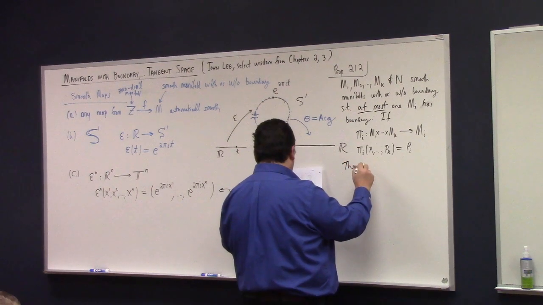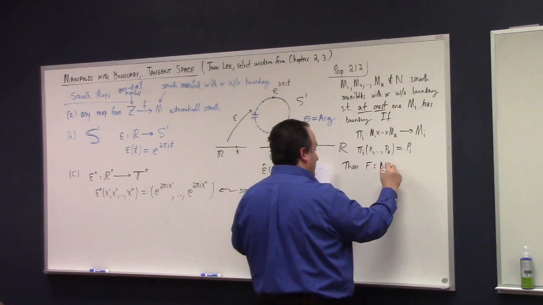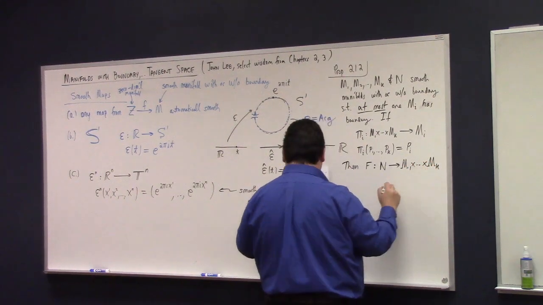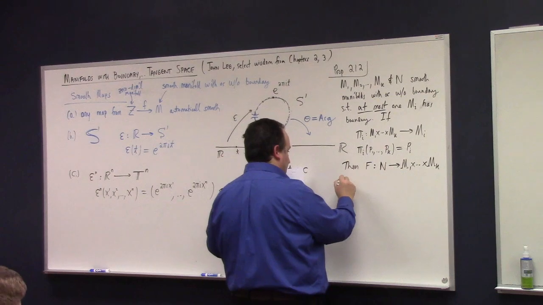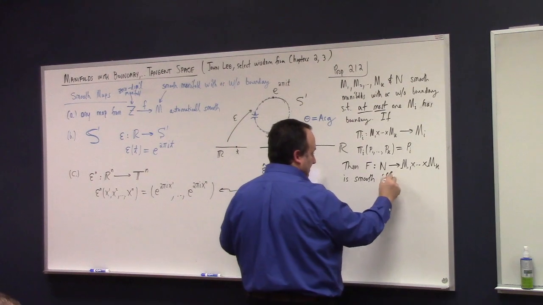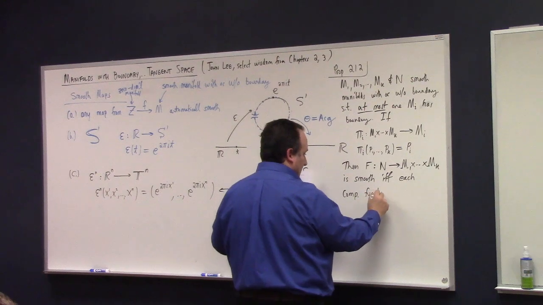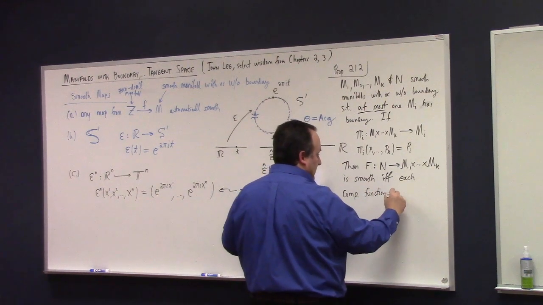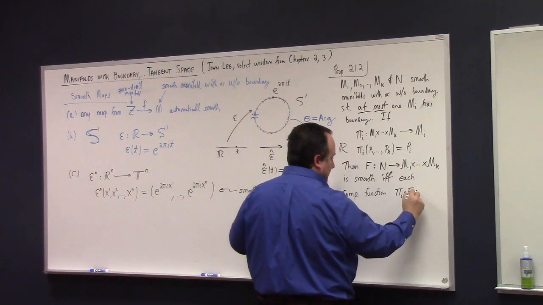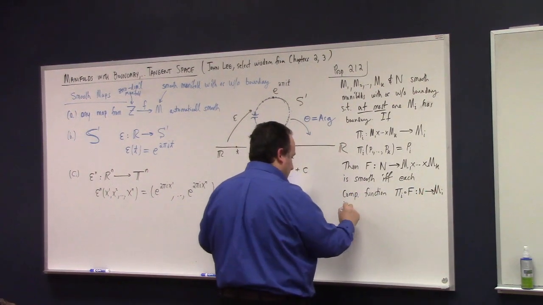Then if you've got a map F that goes from the smooth manifold with or without boundary N to the product manifold M1 cross through cross MK, well, this is smooth if and only if what? Each component function, which would be nothing more than pi i composed with F, which would be a mapping from N to Mi, is smooth.